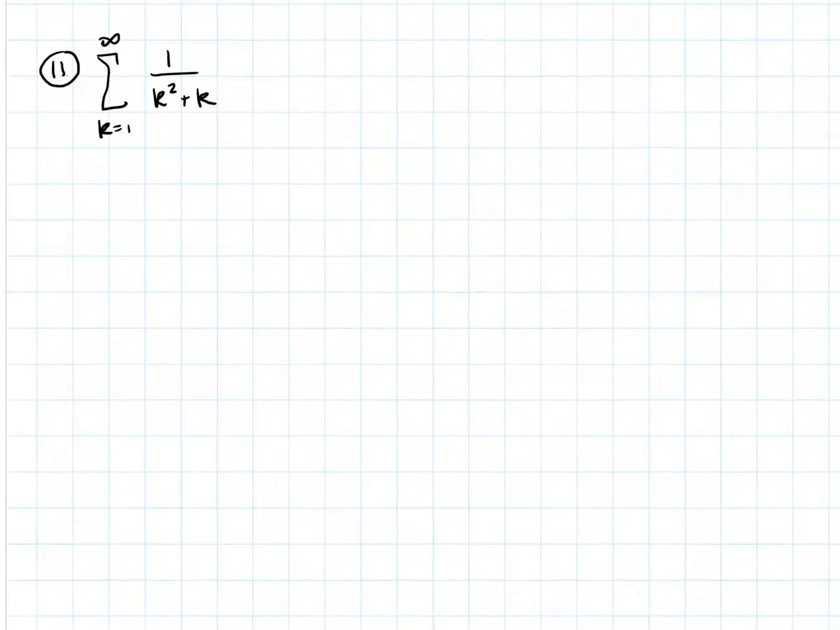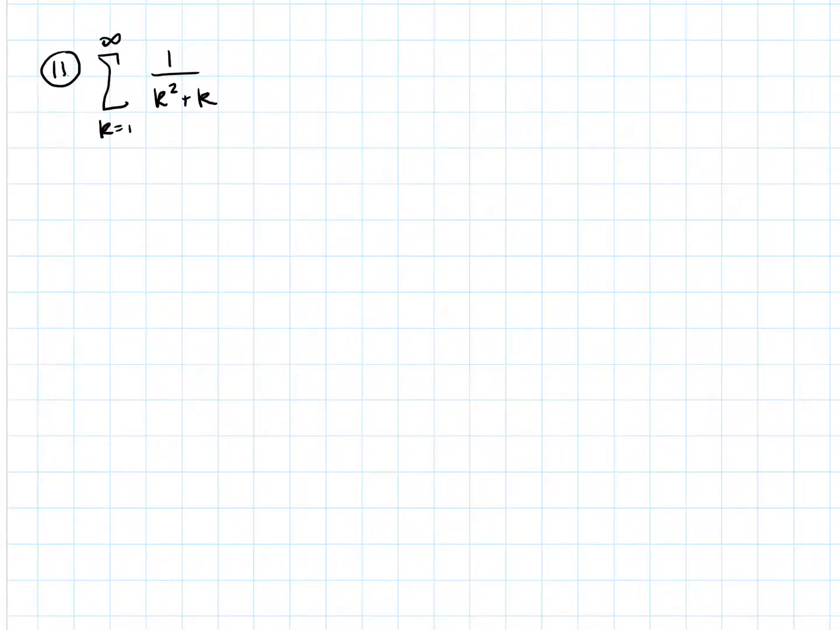Okay, so let's take a look at this particular series. I notice right away that the denominator could be factored, and that's giving me a clue as to which algebraic technique I'm going to use. I could just factor it as k times k plus 1. So if that factors, then what would the actual partial sums be?